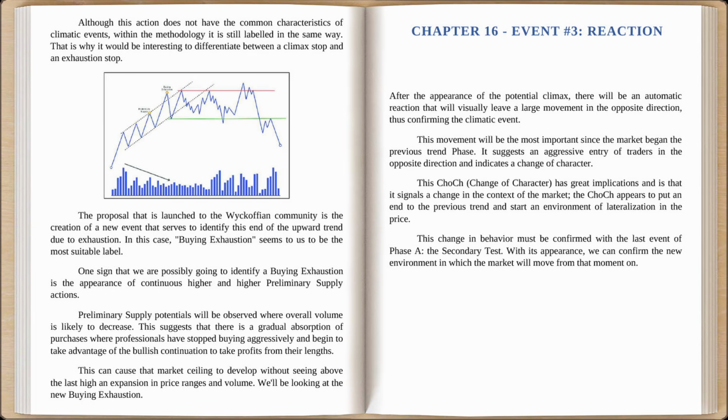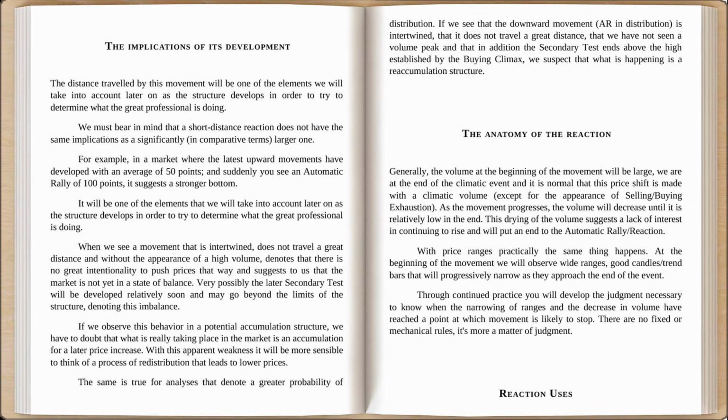This change in behavior must be confirmed with the last event of phase A, the secondary test. With its appearance, we can confirm the new environment in which the market will move from that moment on, and the implications of its development. The distance traveled by this movement will be one of the elements we will take into account later on, as the structure develops, in order to try to determine what the great professional is doing. We must bear in mind that a short distance reaction does not have the same implications as a significantly, in comparative terms, larger one.